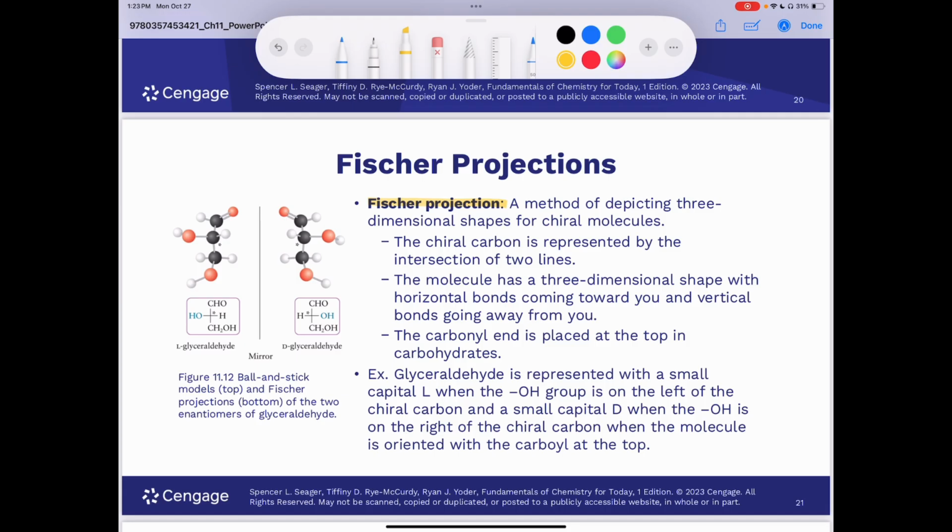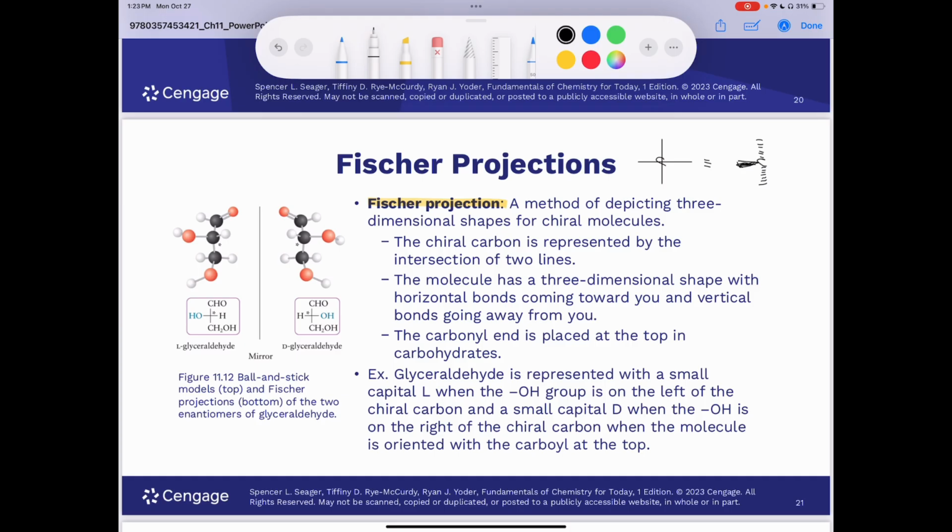And so the molecule has a three-dimensional shape with horizontal bonds coming towards you and vertical bonds going away from you. So what that means is when we have a Fisher projection, and we have two bonds crossing each other like this, there's going to be a carbon in the middle. But what you have to understand is this is the same thing as this, where the bonds that are vertical are going back into the page. So there's my carbon. The one that's pointing up is going into the page. The one that's going down is into the page.